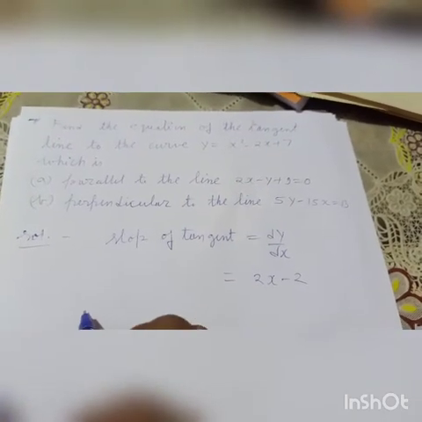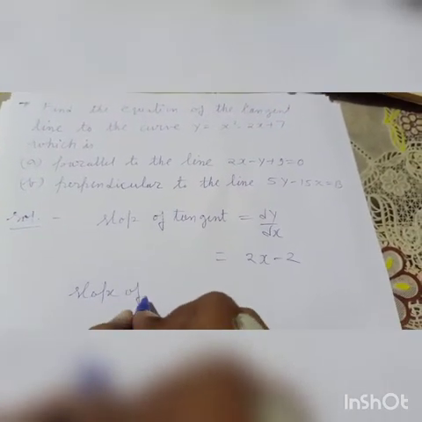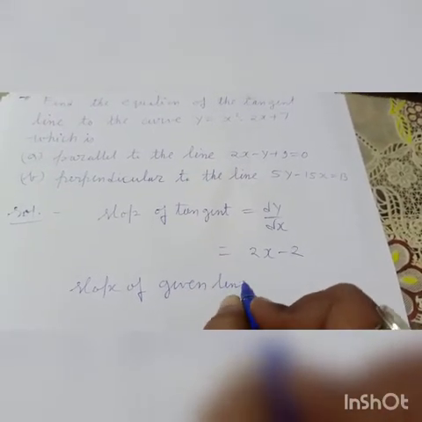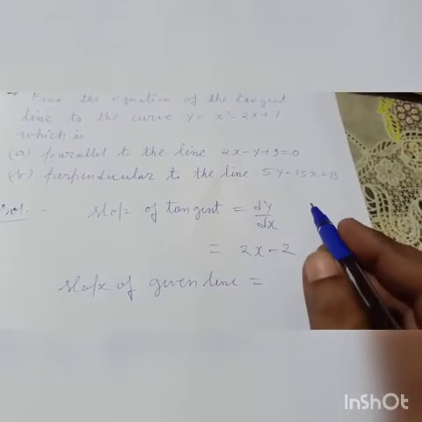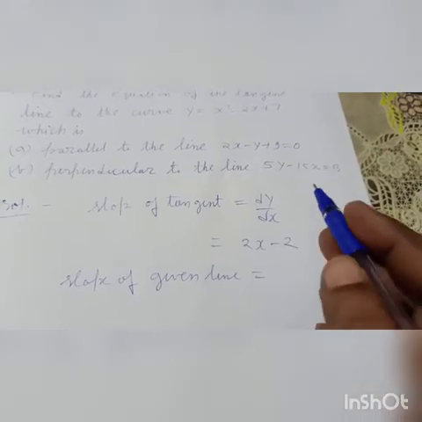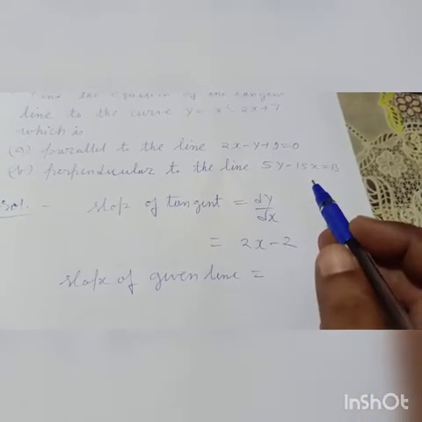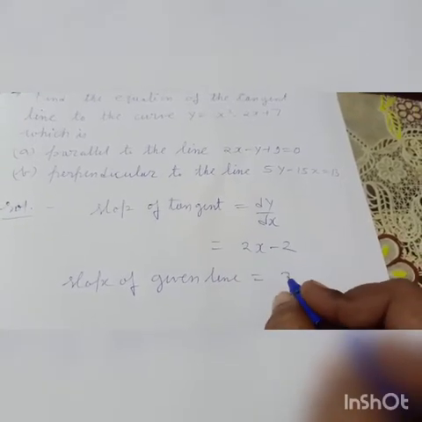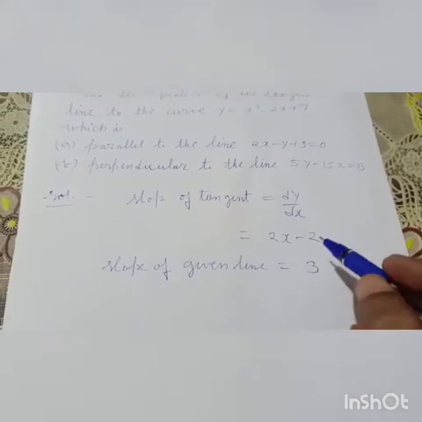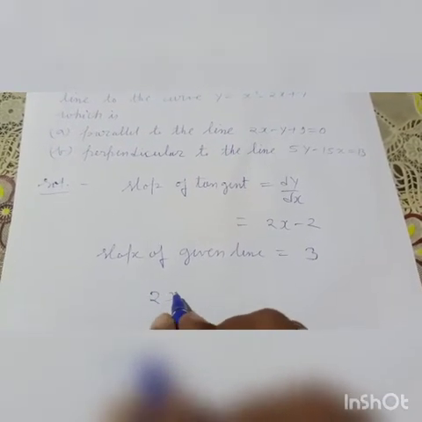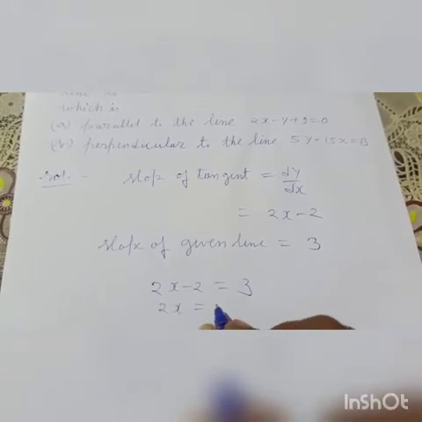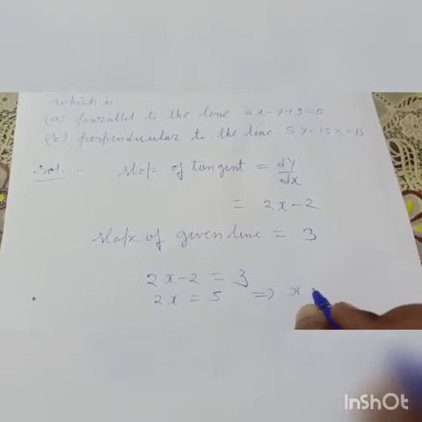Now the slope of the given line. From here you can say the slope of this line is 3. If you compare it with y equal to mx plus c, then m will come out as 3. Since the tangent is parallel to the given line, these slopes will be equal. You can say 2x minus 2 equal to 3, that is 2x equal to 5. This implies x equal to 5 by 2.